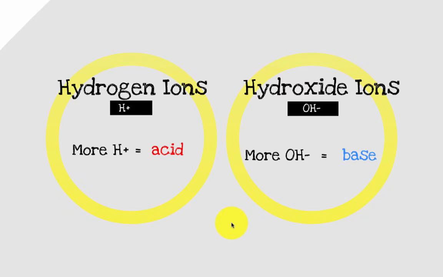So again, the same information, just written instead of in a visual form. So again, the more hydrogen ions means it's an acid. The more hydroxide ions means it is alkaline, a base.